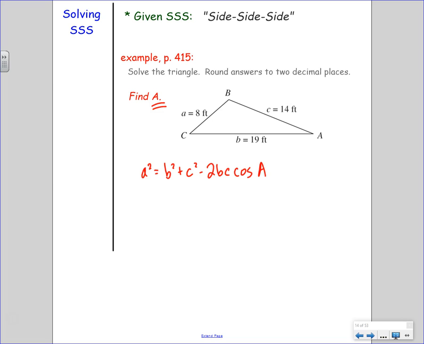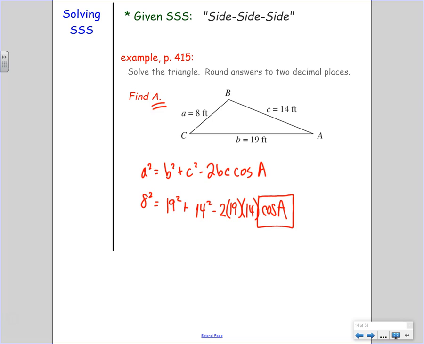Some of you guys have already figured that out and have already even started plugging in. Because you know that little a is 8 squared, little b is 19 squared, little c is 14 squared. Now hold on, just in case you don't want to memorize those rearrangements, you would plug into this formula. How would you get A alone? Don't think of getting A alone. He's inside, trapped in who? Cosine. Think of getting cosine A alone.